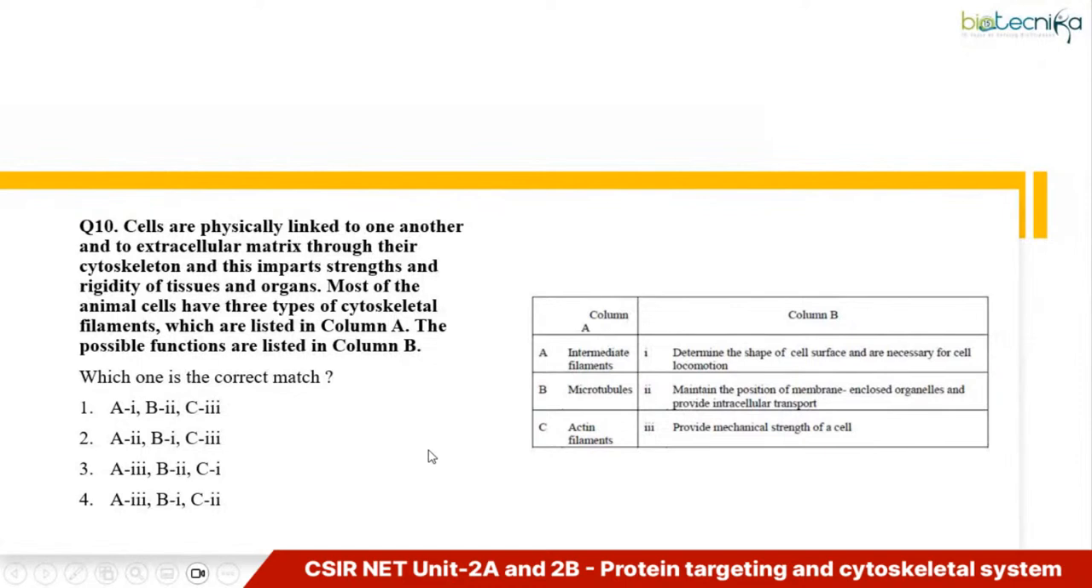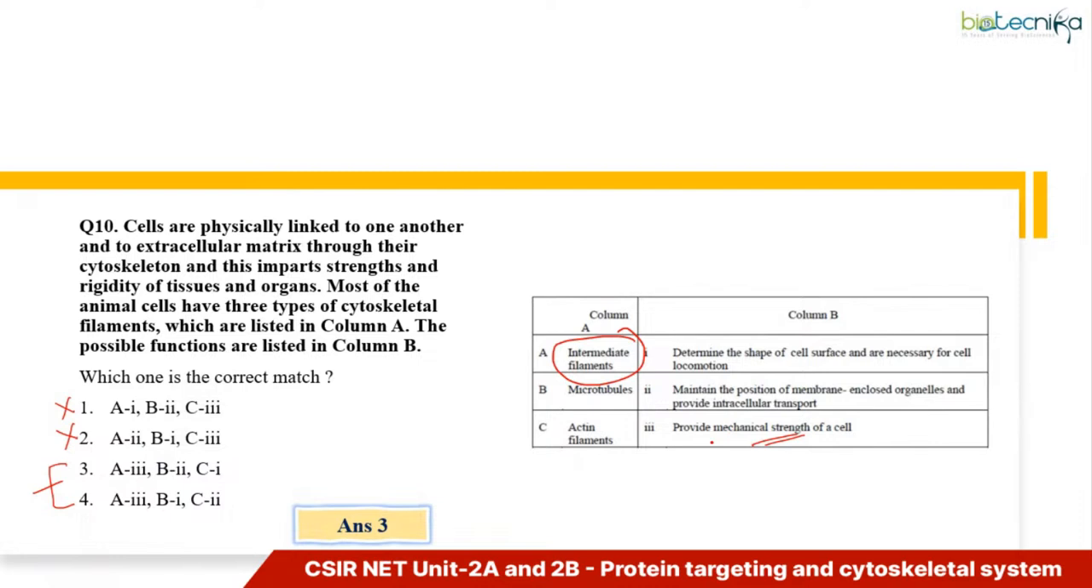Okay, so let me give you the answer now, as I can see most of you have given the correct answer. For the few who could not, this is the answer for you. So the answer is 3. Now how can we choose the answer as 3? A is the intermediate filaments. We know that intermediate filaments have no function with respect to any movement. They just provide mechanical strength to the cell. So you can easily omit these two options because they relate to locomotion and position. You will find that A is for statement 3, that is providing mechanical strength.